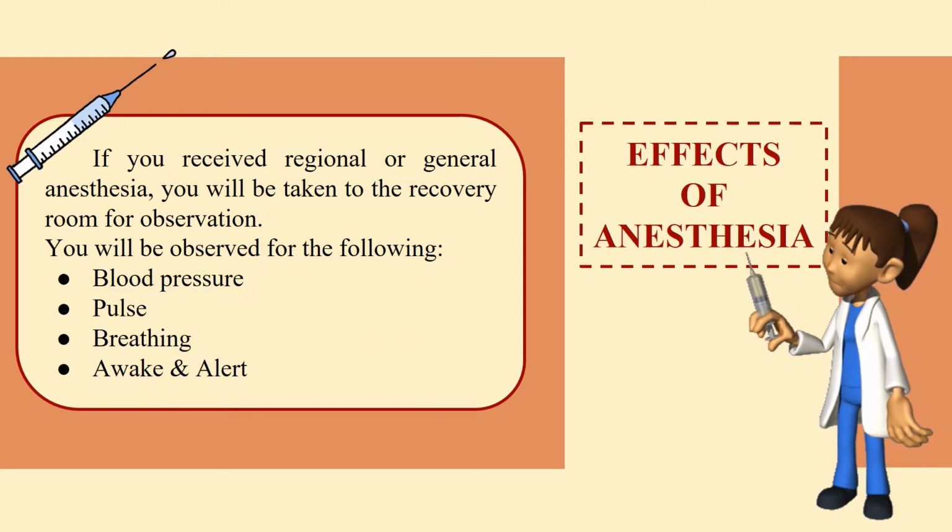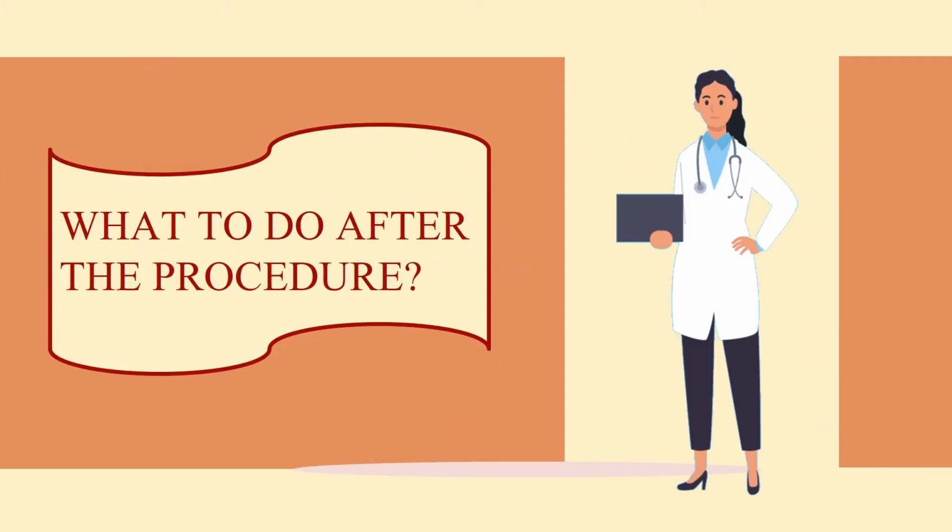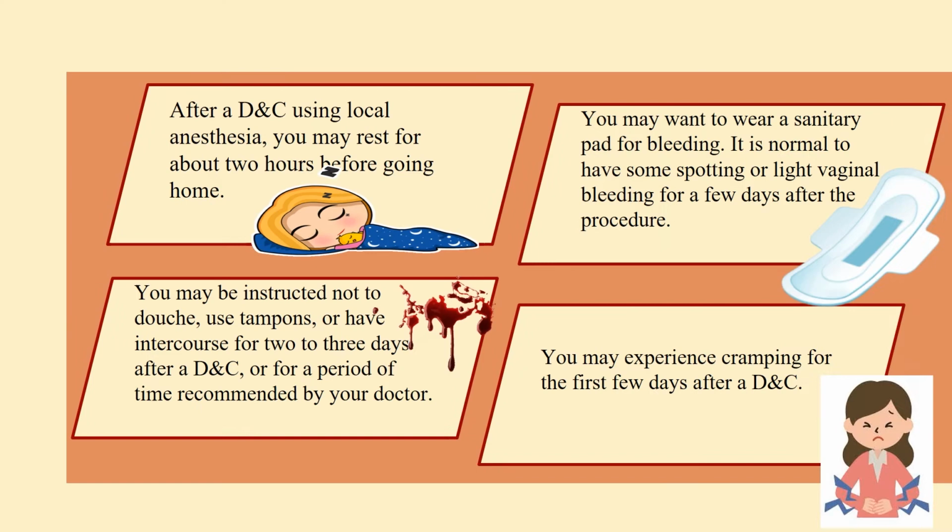If you received regional or general anesthesia, you will be taken to the recovery room for observation. You will be observed for the following: blood pressure, pulse, breathing, consciousness, being awake and alert. What to do after procedure. After a D&C using local anesthesia, you may rest for about 2 hours before going home. You may want to wear a sanitary pad for bleeding. It is normal to have some spotting or light vaginal bleeding for a few days after the procedure.